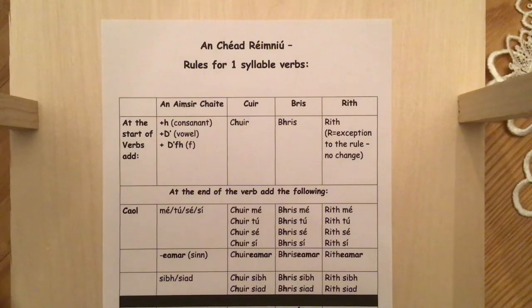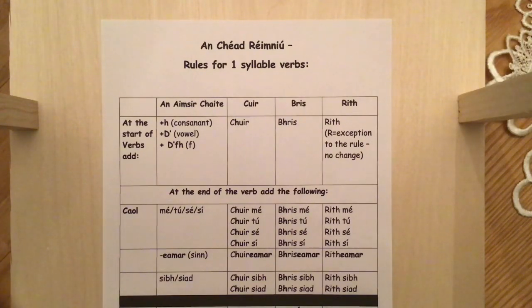Then we add on the pronoun. So it could be chuir mé, chuir tú, chuir sé, chuir sí. Bhris mé, bhris tú, bhris sé, bhris sí. Rith mé, rith tú, rith sé, rith sí. For the we form, or the sinn form as we call it in Irish, we're going to add amar, because the verb is caol. So it'll become chuiramar, bhrisamar, rithamar.